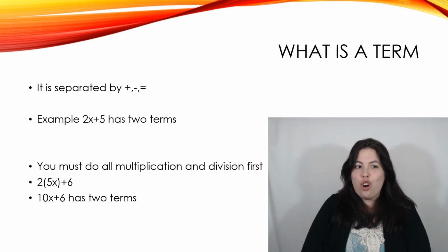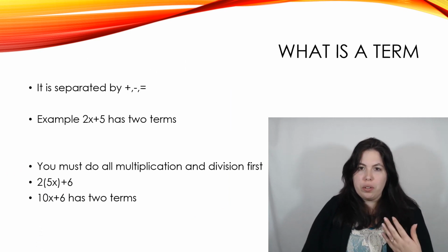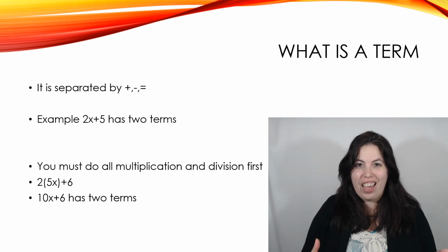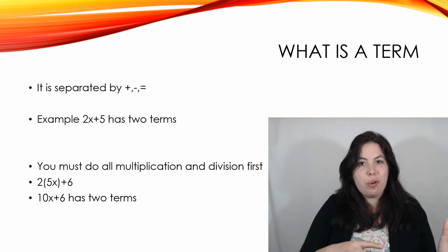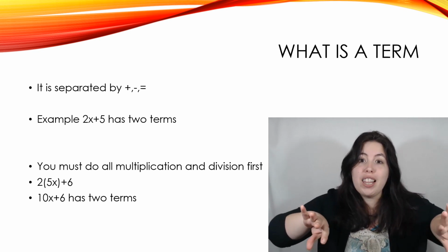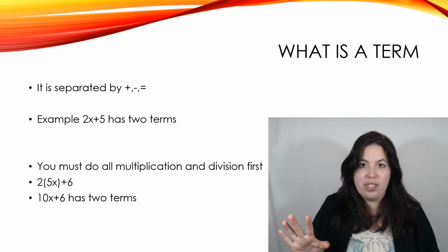what is a term? A term is something that is separated by either addition, subtraction, or an equal sign. So if I said 2x plus 5, how many terms are in that? Well, the 2x is separated from the 5 by addition. So those two separated things are my terms. So 2x is a term and 5 is a term.